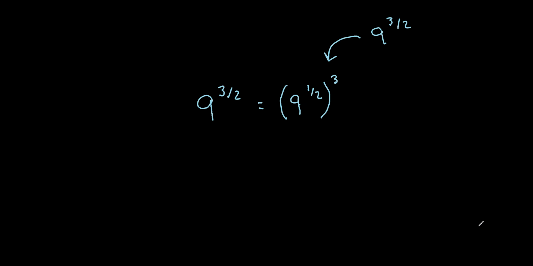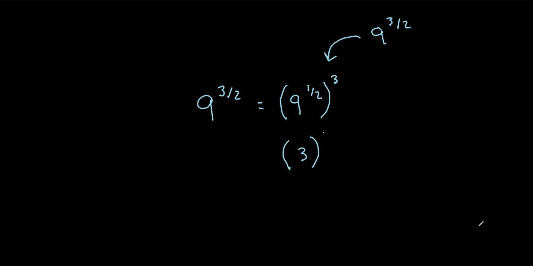So now we say, what is 9 to the 1 half? Or in other words, what is the square root of 9? Or another way to think about it is, what number multiplied by itself is equal to 9? Well, that would be 3. The square root of 9 is 3. So really, 9 to the 1 half is 3.